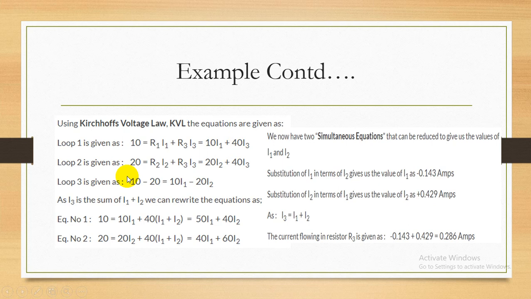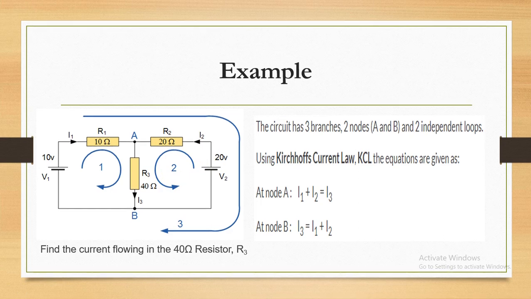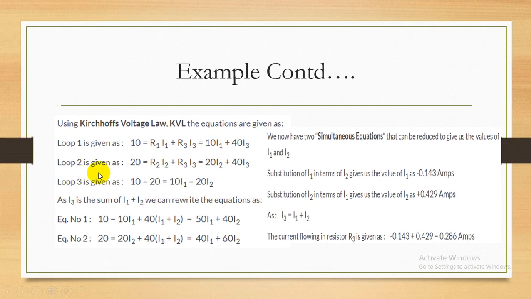Next, loop 2. This is an independent loop. When you apply KVL to this loop, 20 volt is equal to the voltage drop across R2, that is 20 ohm into current I2, and R3 into I3 current. R3 is 40 ohm into I3. So when you apply KVL to loop 2, 20 is equal to R2 I2 plus R3 I3, that is 20 I2 plus 40 I3.